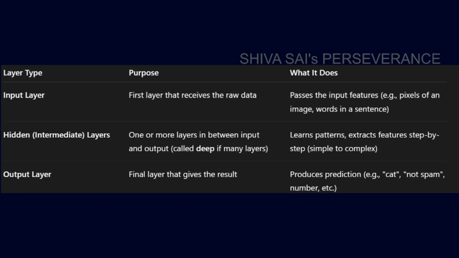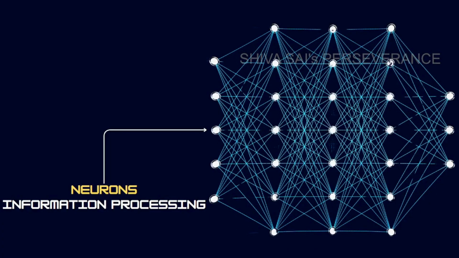So learning patterns, extracting multiple features step by step, will be taking place here in the hidden layers, or intermediate layers. And then the output layer, the final layer, gives the exact results. It produces the prediction whether this is a cat or a spam, this is a number, this is a dog, everything as such. Fine. So as told before, in our artificial neural network, ANN, we have these crucial components, right?